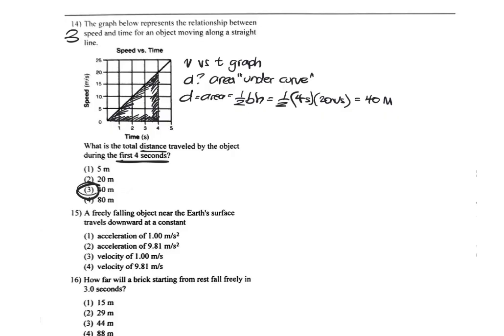Okay, so number 15. A freely falling object travels downward at a constant what? For something freely falling, we know it's speeding up. So that means it cannot have a constant velocity. Goodbye. So that means it has a constant acceleration, and it does. The rate by which something accelerates as it freely falls is negative 9.81 meters per second squared. That's page 1 of the reference tables. All right, so that's choice 2.